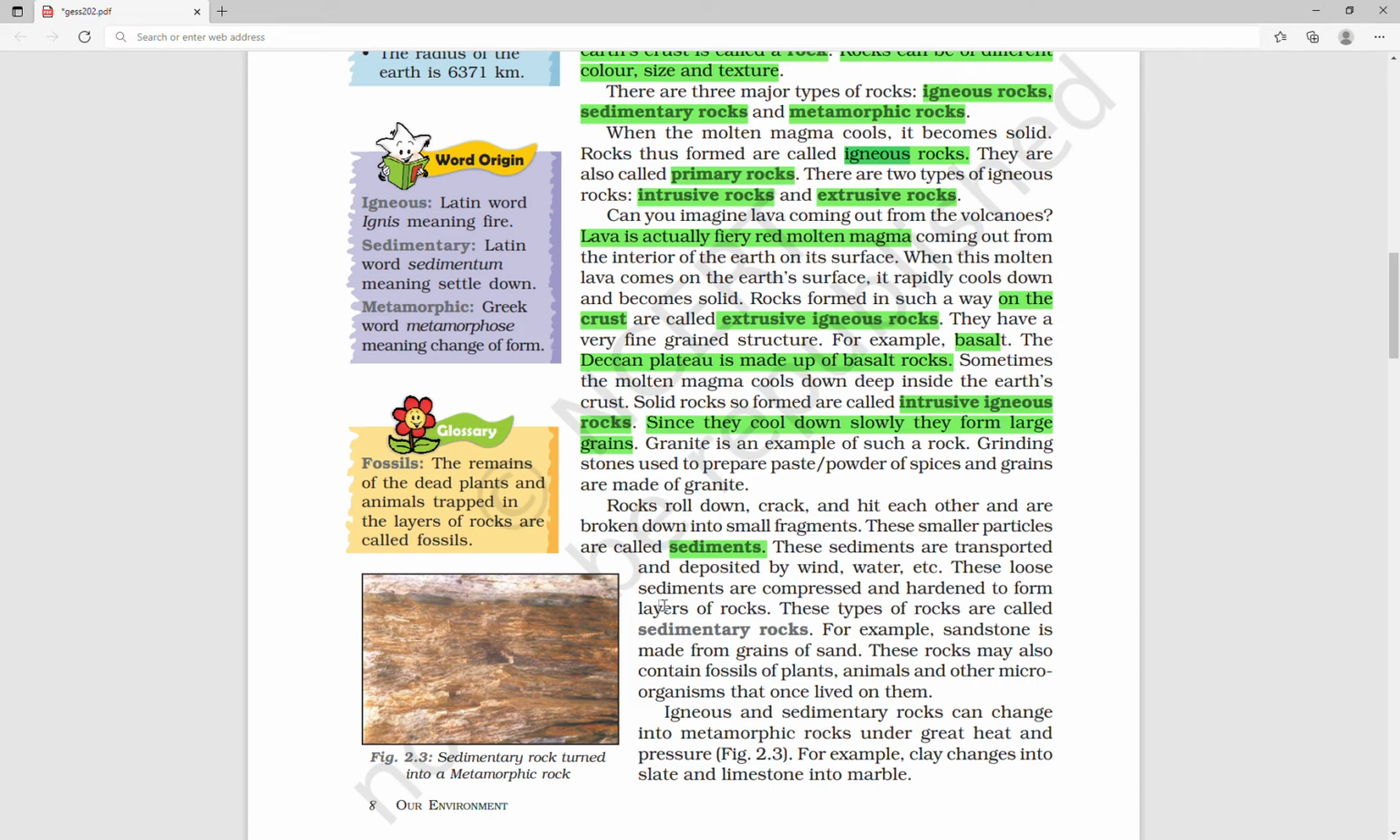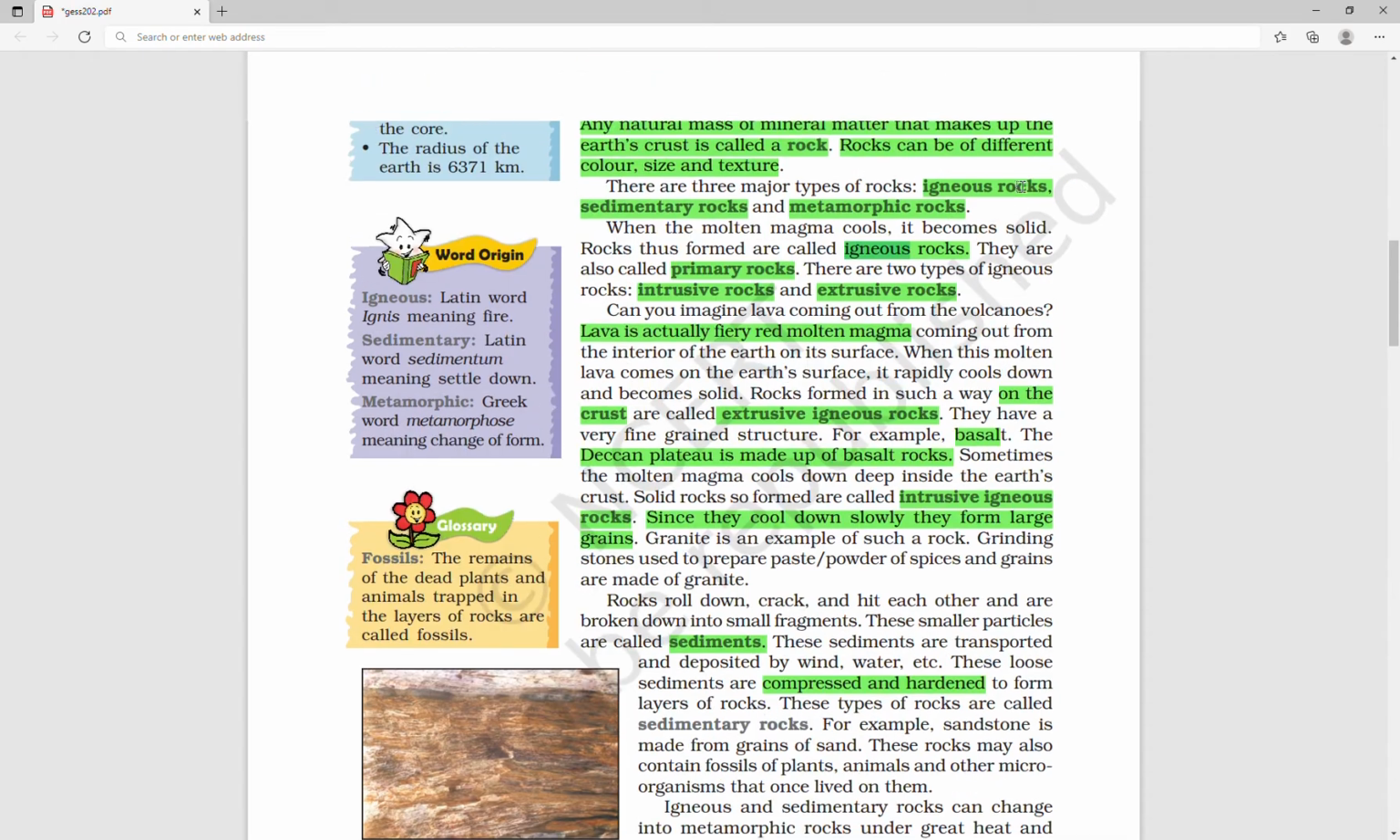Sediments are compressed and hardened to form layers of rock. They are compressed and hardened to form layers of rocks. Did you find the word? Don't underline this. Compressed or hardened? There. Look here.